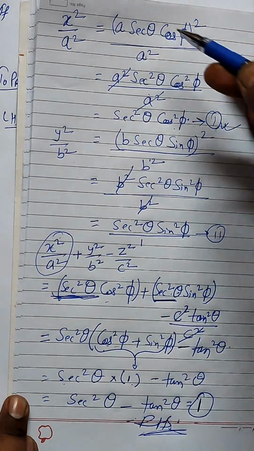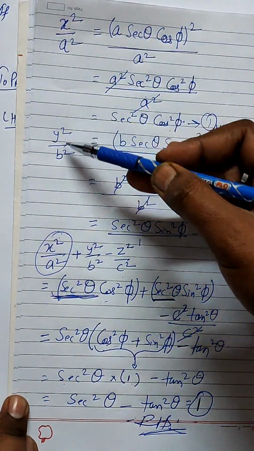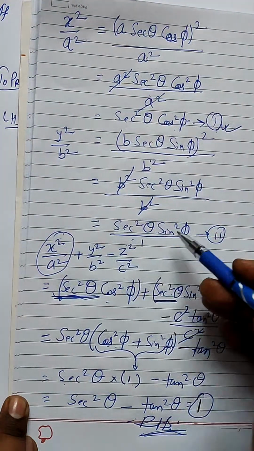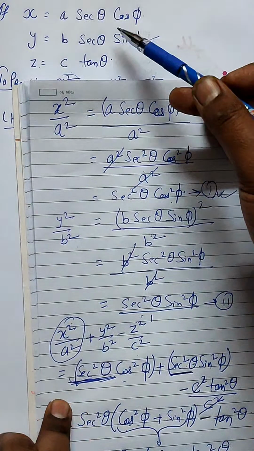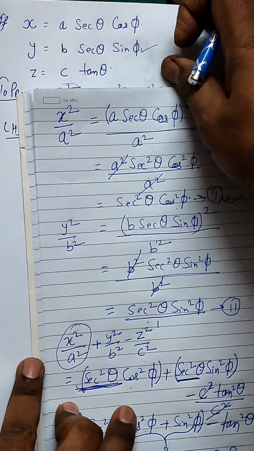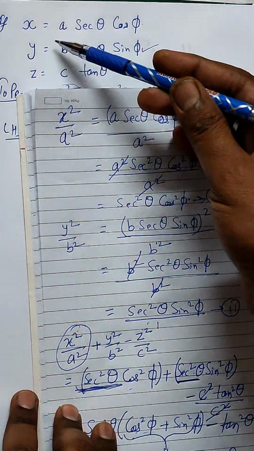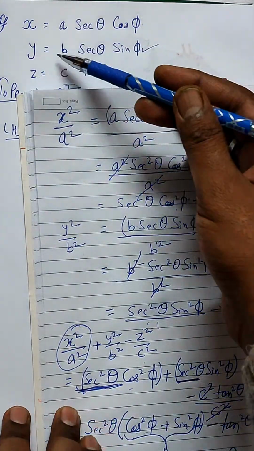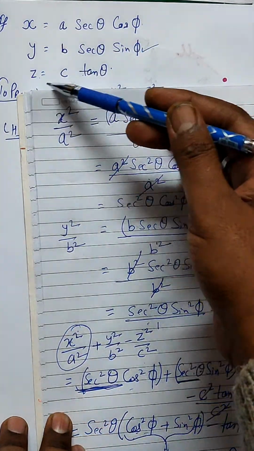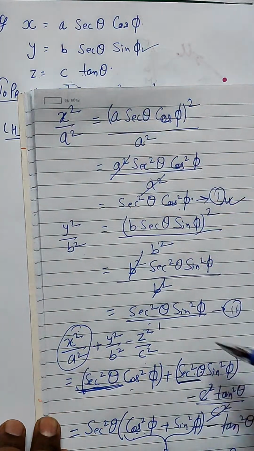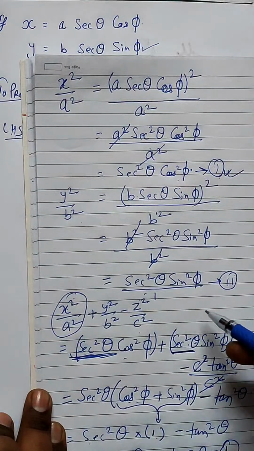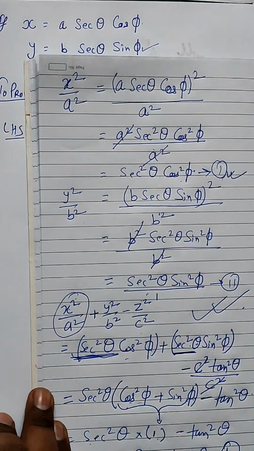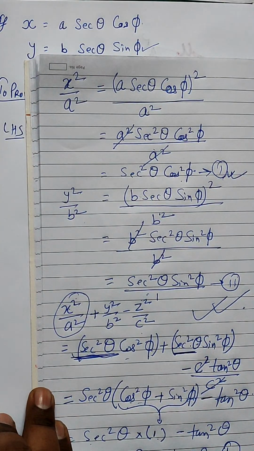We have proved that x square by a square plus y square by b square minus z square by c square is equal to 1, when it was given that x equals a sec theta cos phi, y equals b sec theta sin phi, z equals c tan theta. I put the explanation as a short on my channel yesterday, so I just tried to explain it today. Hope you understand it. Any query you can put in the comment box.